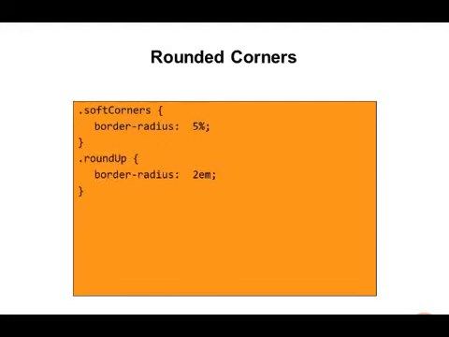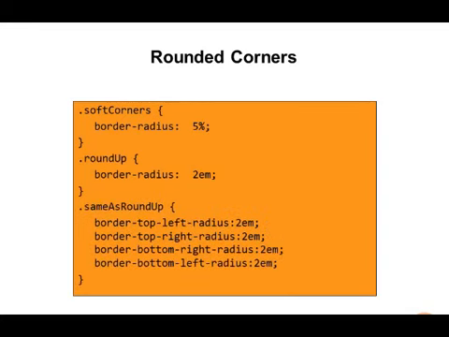The other alternative is to give it a specific size. So in this example, 2em, which would be about the equivalent of 32px. Now that is a fixed size for the corner. And notice these are the two simplest ways that you can add a border radius, and this is going to apply to all corners.